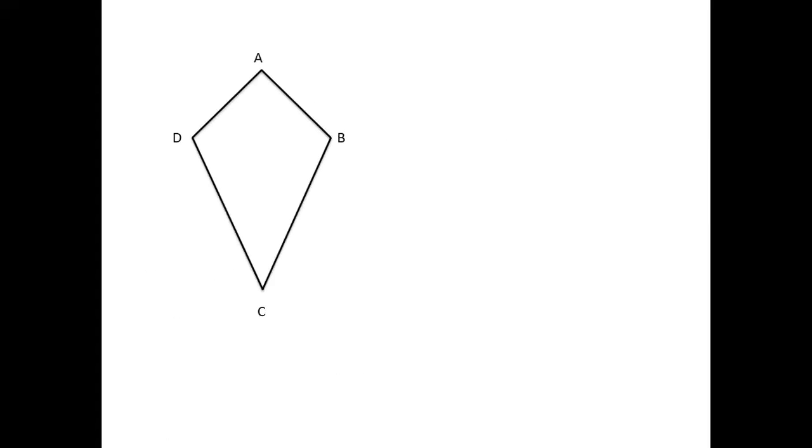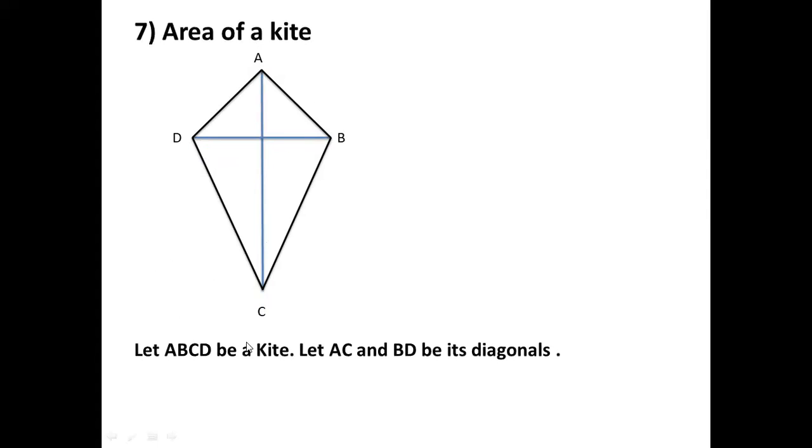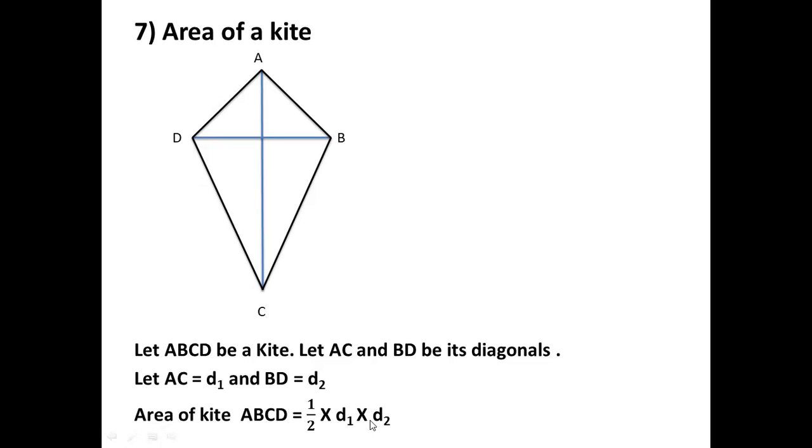This is a kite. There are two diagonals. One diagonal is longer and the other is shorter. Its area is also the same as rhombus. Area of the kite is also 1/2, means half, multiplied by d1 into d2. D1 means one diagonal, d2 means the other diagonal.